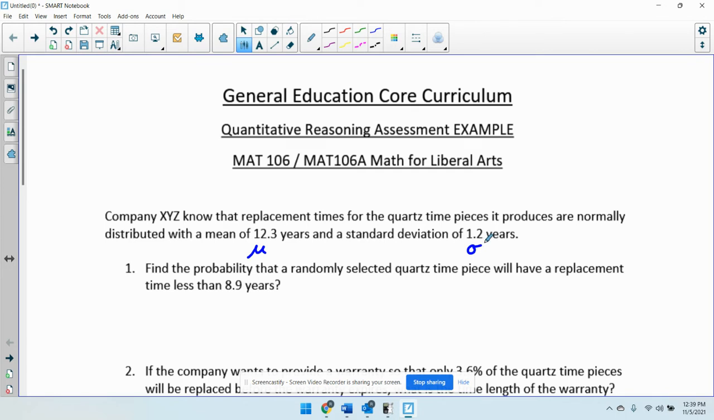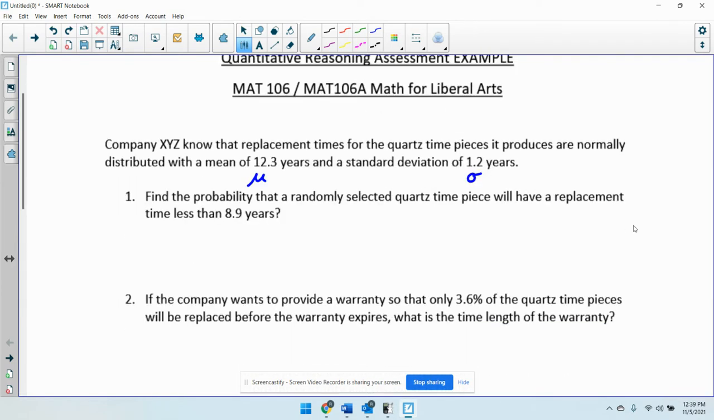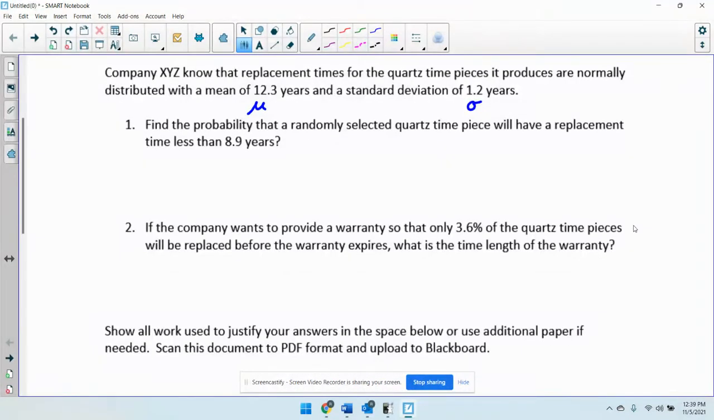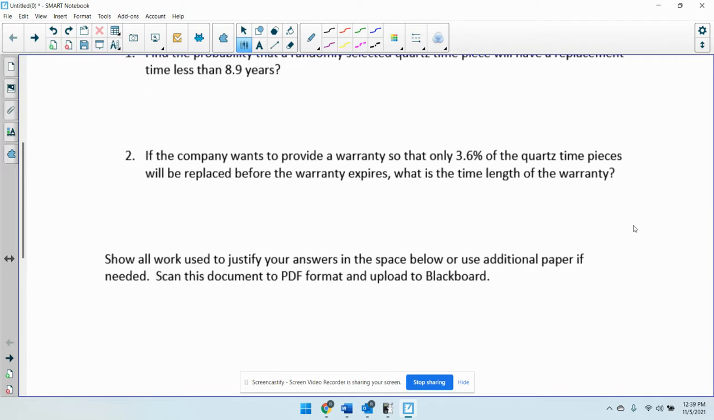Question 1 says find the probability that a randomly selected quartz timepiece will have a replacement time less than 8.9 years. Question 2 says if the company wants to provide a warranty so that only 3.6% of the quartz timepieces will be replaced before the warranty expires, what is the time length of the warranty? So we're going to use the space provided below to show all of our work that justifies our answers. And if we need extra paper, we can do so.